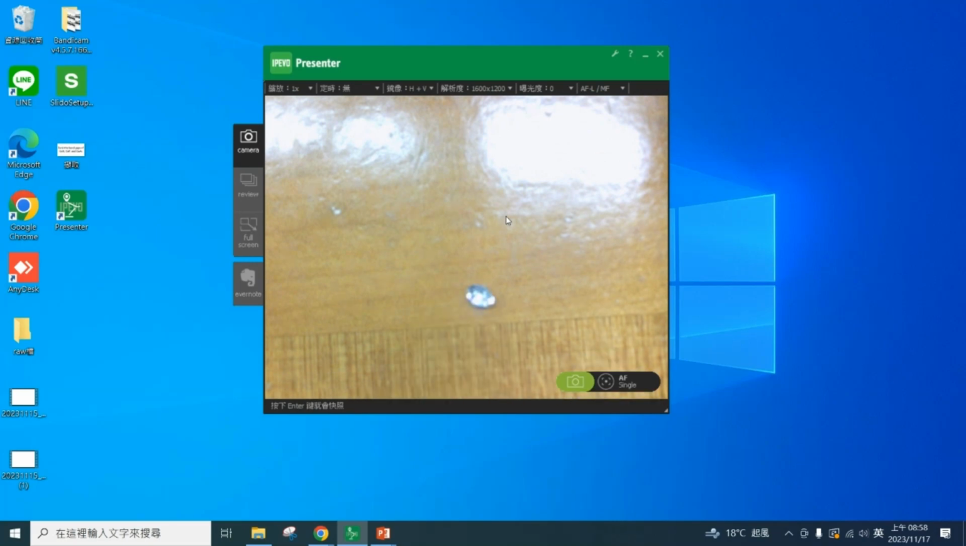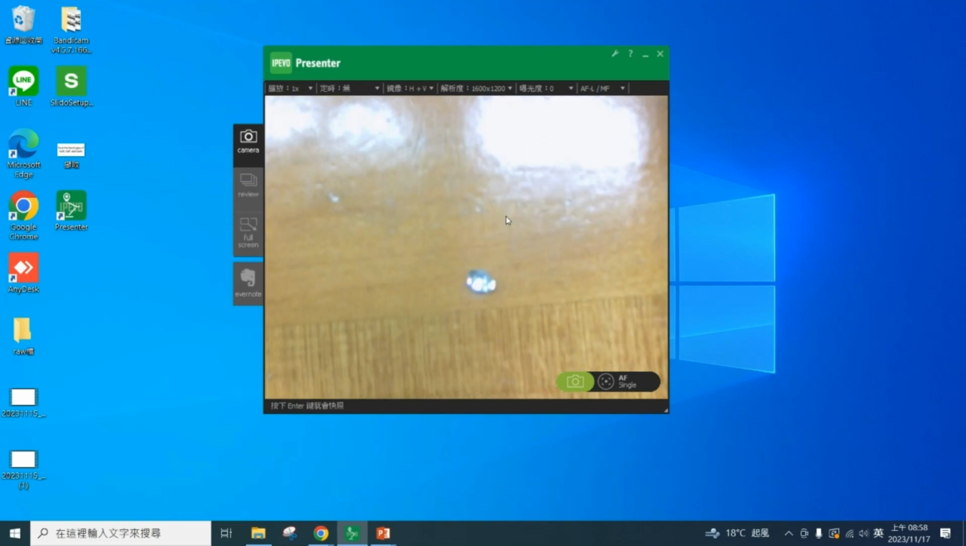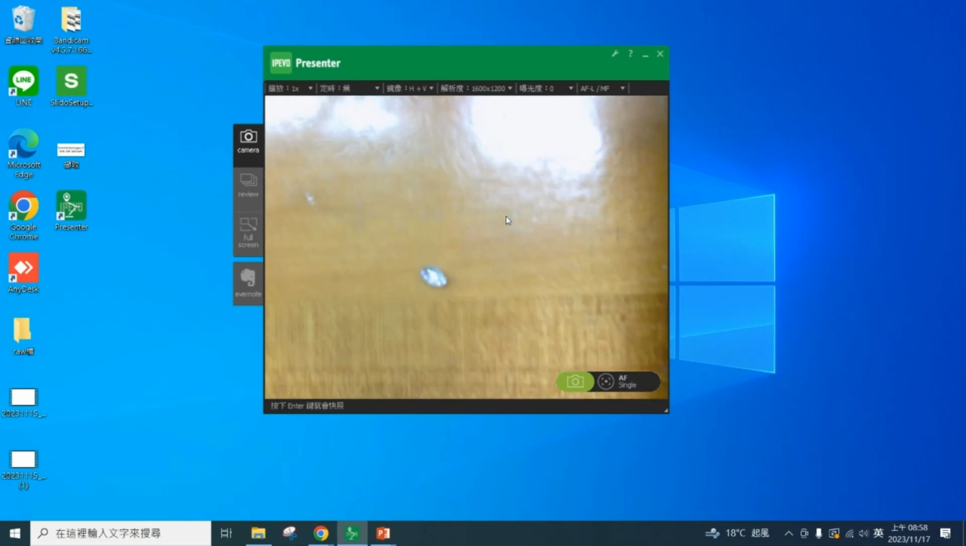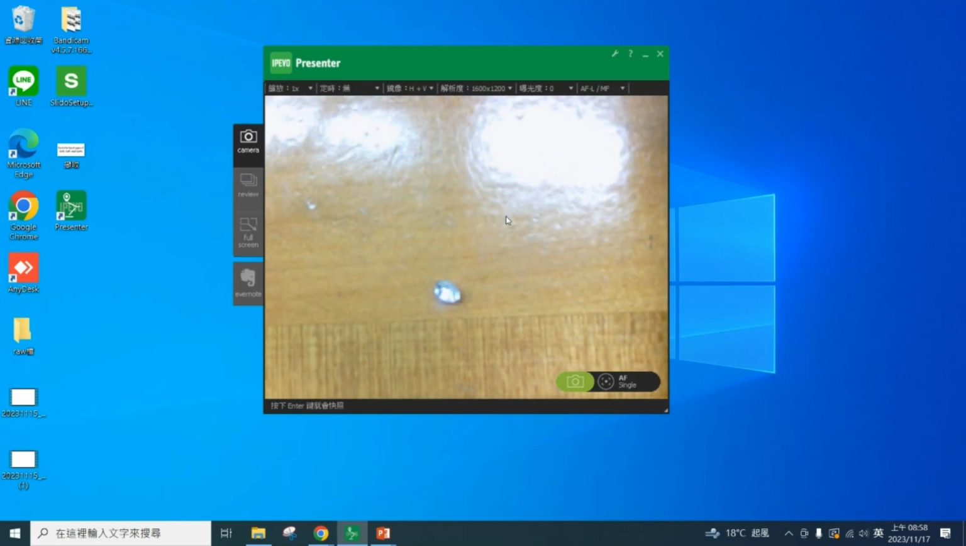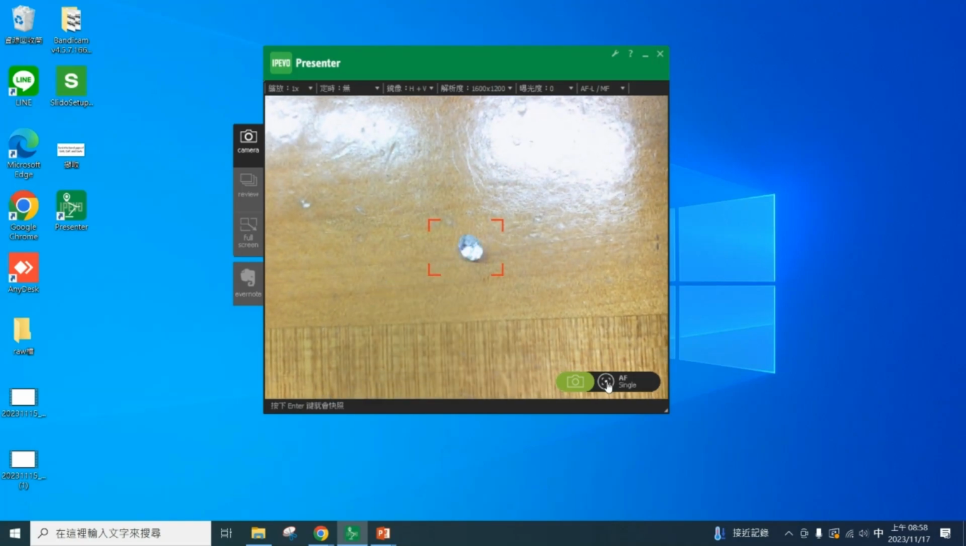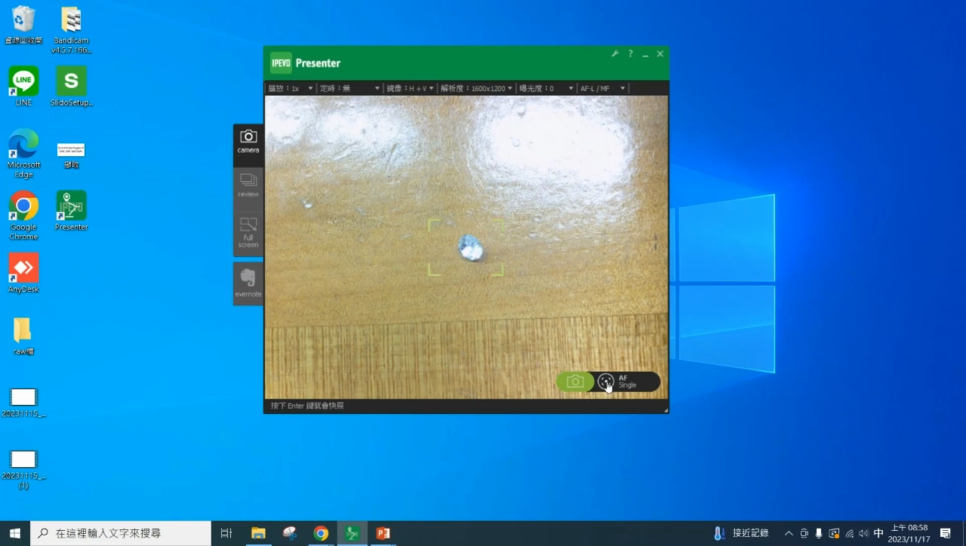Can we focus? Can we? So how can you identify whether this is a very expensive diamond or a very cheap piece of plastic? Which one? Let me see that. Very good, very good.